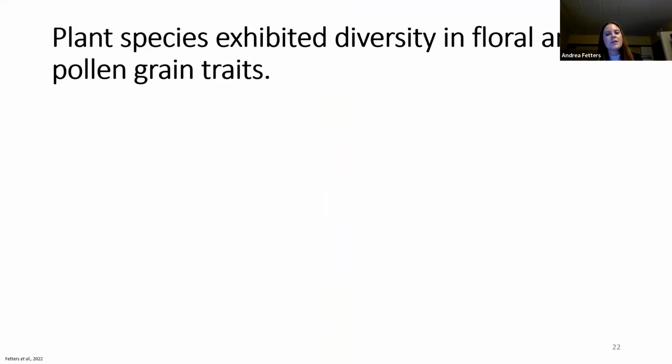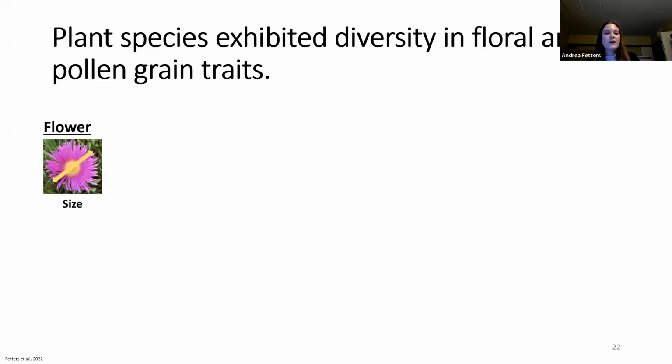The plant species in this project differed in several floral and pollen grain traits, which we chose to focus on because they're important for interactions with pollinator vectors or pollen grain collectability, and therefore we thought they might be the biggest drivers of the pollen virome. That's not to say that there aren't others, because there probably are.